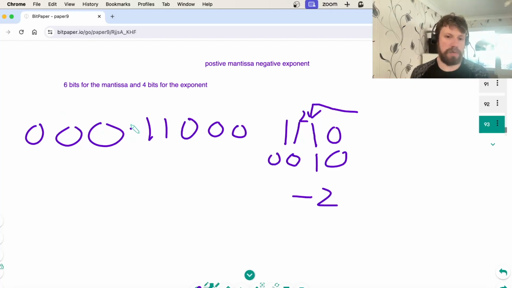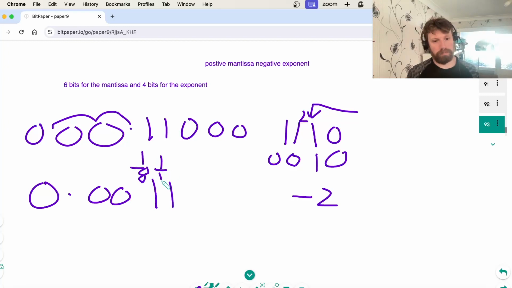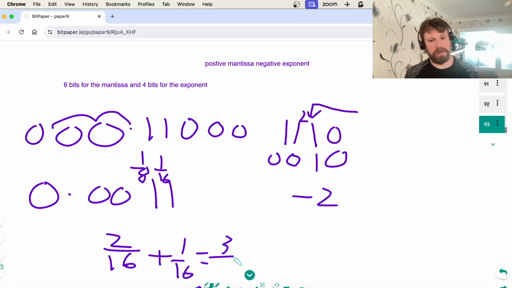Then we just move the decimal point 2 places to the left, which is 1, 2. Redraw our number. And then all you've got to do is just convert it in normal fixed point fashion. So again, I'm going to use my fractions just because I find it easier. If you prefer using decimals, that's absolutely fine. So it's half, quarter, eighth, 16th. Now, an eighth is 2/16, so that's just going to be 2/16 plus 1/16, which is going to give us 3/16.